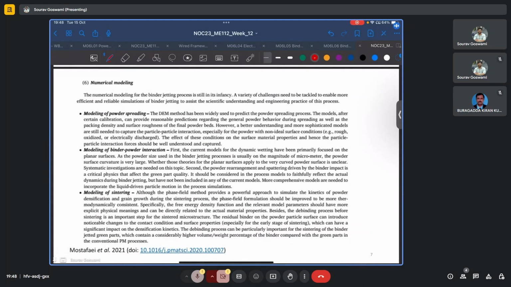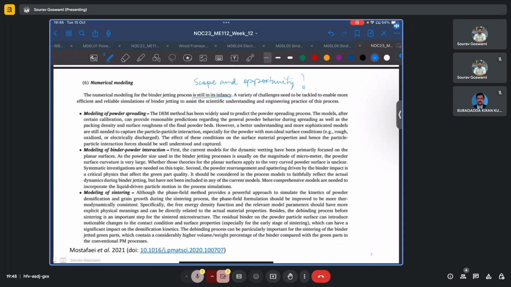There is also a section on numerical modeling of such processes, which is very interesting. So the numerical modeling for binder jetting process is still in its infancy, and this provides a great scope and opportunity for future researchers. A variety of challenges need to be tackled to enable more efficient and reliable simulations to assist the scientific understanding and engineering practice of this process.